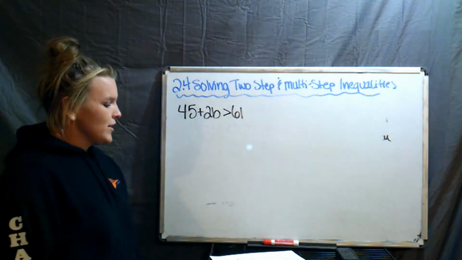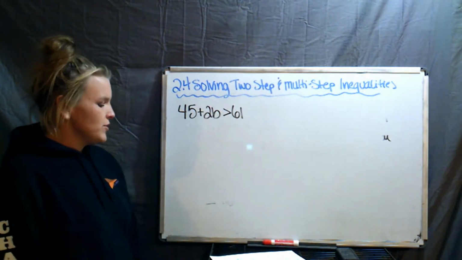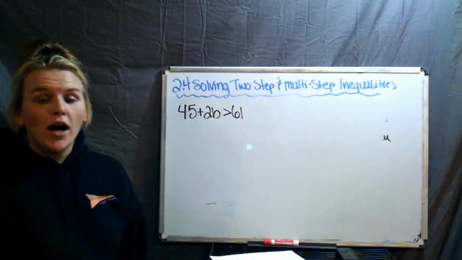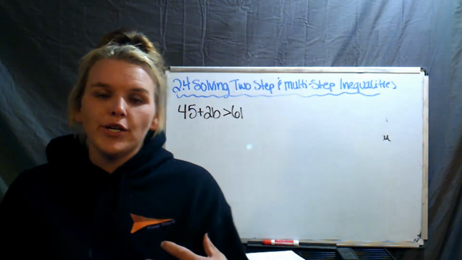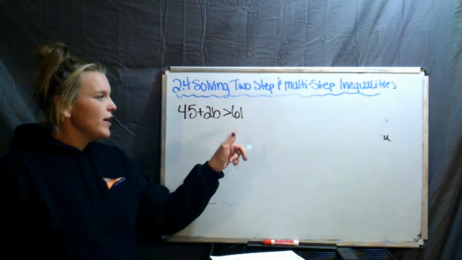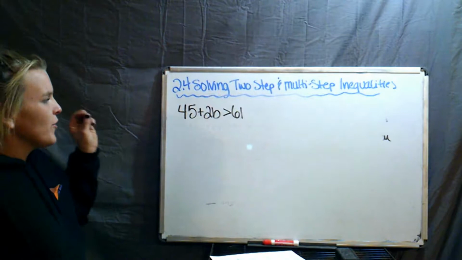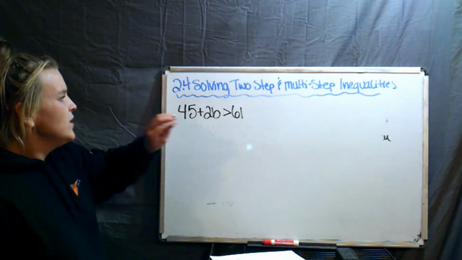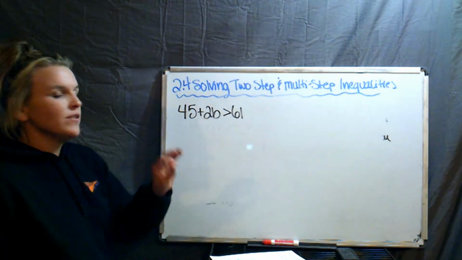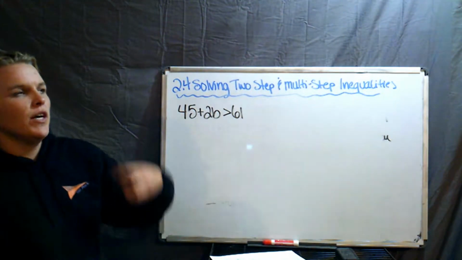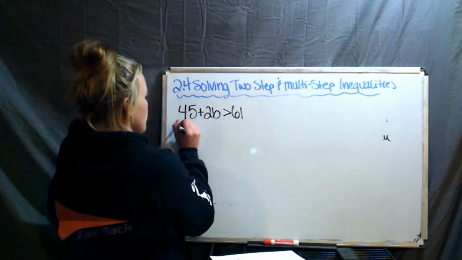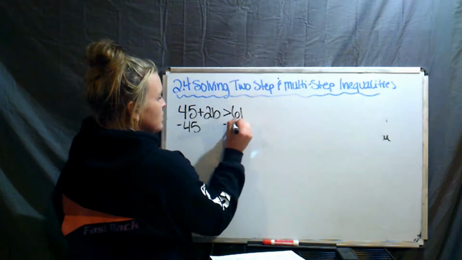Solve the inequalities and graph their solutions. I have 45 plus 2b is greater than 61. What step am I going to undo first? I'm going to subtract 45 from both sides because that's farther away from the 2b. Because 2b, 2 times b plus 45, the second step that's happening is the plus 45. So I'm going to undo that one first. Minus 45 from both sides.